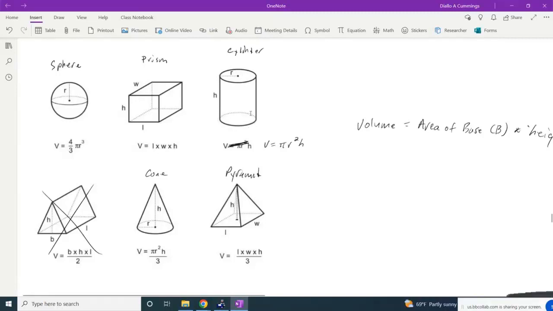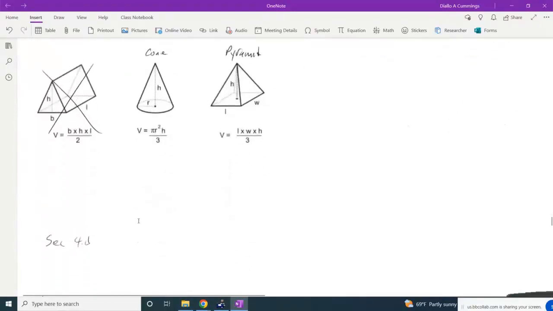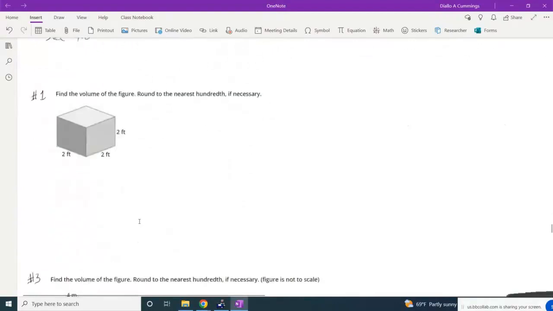To find the volume of a cylinder, you're going to find the area of the base. Notice that this has a circular base, and the area of a circle is pi times the radius squared, and then you're going to multiply by its height. And that's going to be true for the volume of any shape. You notice that the cones and the pyramids, things that have a triangular shape to them, are multiplied by 1/3. And then our volume for a sphere is 4/3 times pi times the radius cubed.